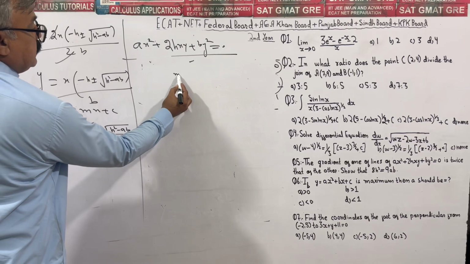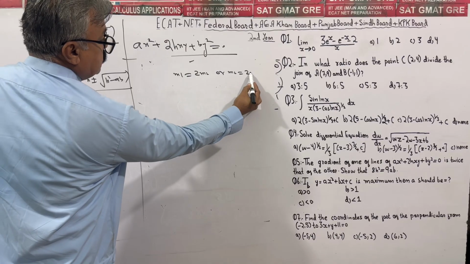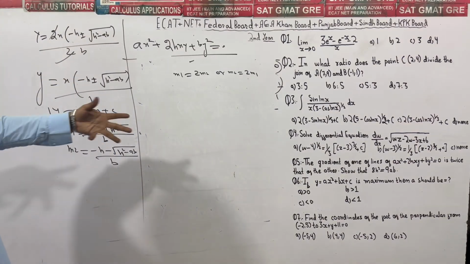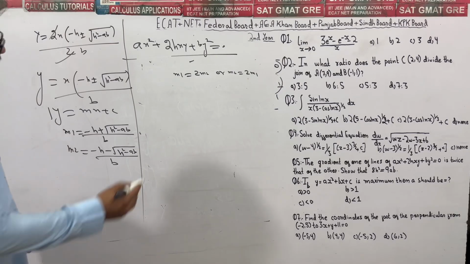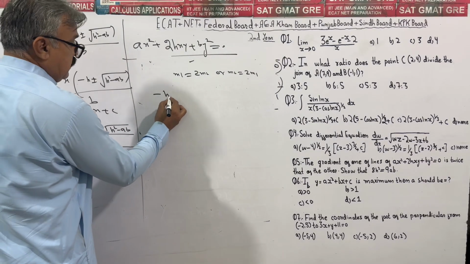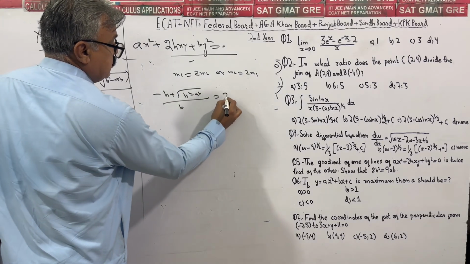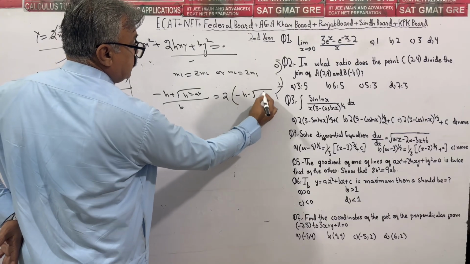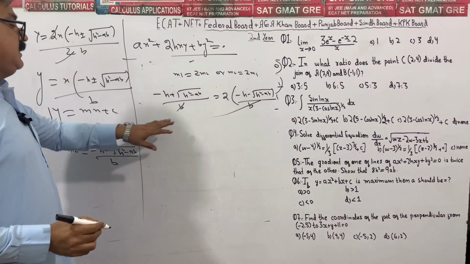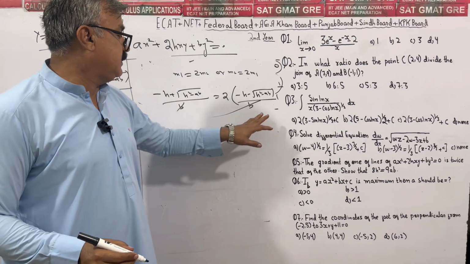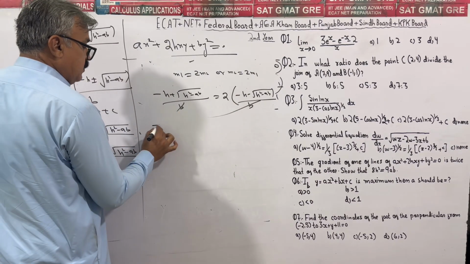You can write m1 is equal to 2 m2 or m2 is equal to 2 m1. Gradient of one line is twice of other. You can even utilize the direct gradients of this one. This is m1, this is m2. Utilize here. m1 is minus h plus root h square minus ab overall b, equals 2 times minus h minus root h square minus ab overall b. b cancel out. It is in division on the left hand side, on the right hand side multiplication. Cancel out.